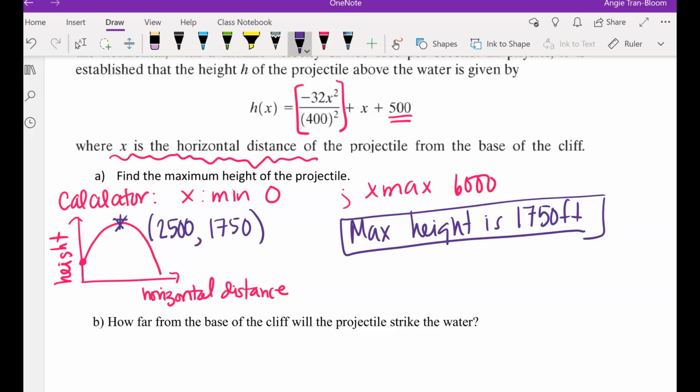How far from the base of the cliff would the projectile strike water? What are you looking for there? Zeros. Use your graph. Okay? Go ahead and trace. So on the calculator, hit second calc. Hit second.